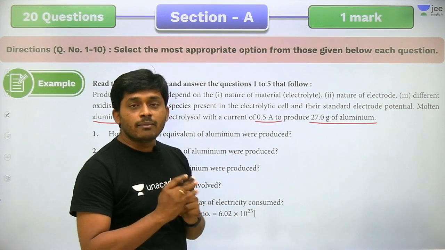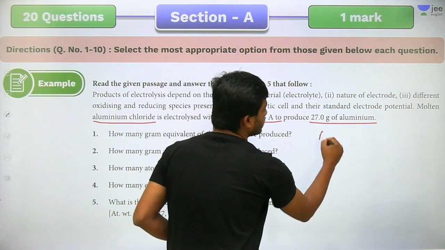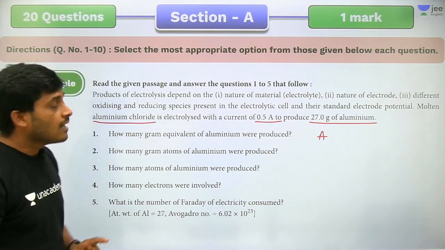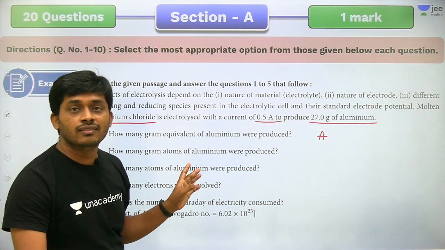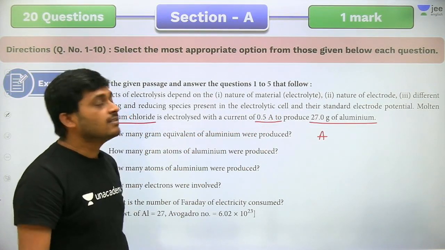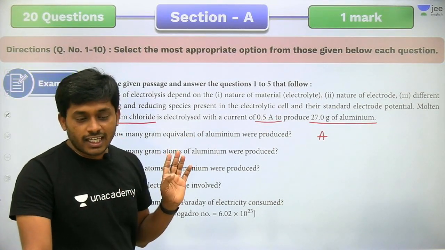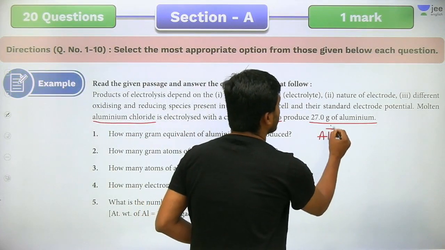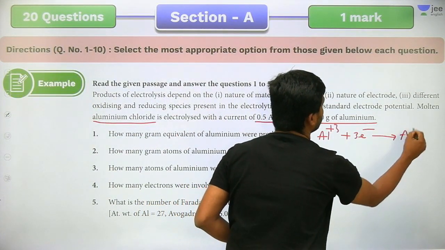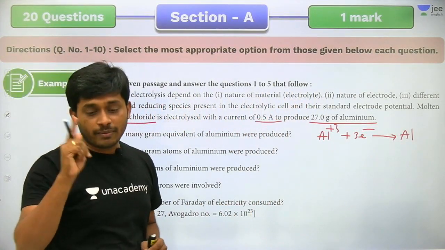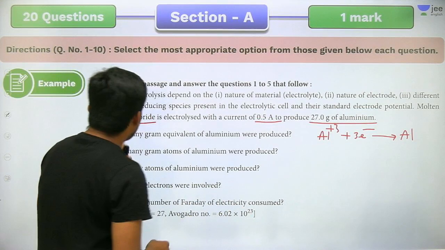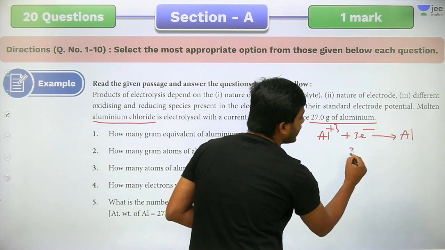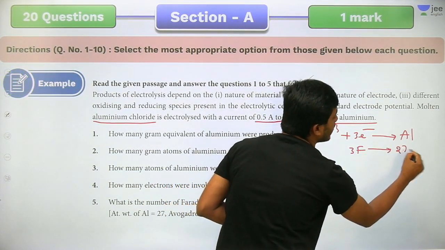27 grams aluminum is produced. That is given. See the first question. How to approach this? See how to approach this question. These 5 questions are on one simple paragraph, so just try to understand this. We need to know the equation. If you can write the equation, it is very simple now. What is the equation? Al3+ plus 3 electrons gives Al. This is our equation, right? Electrochemistry. Okay. Now how many gram equivalents? So from this what we know here, 3 Faraday, 27 grams.